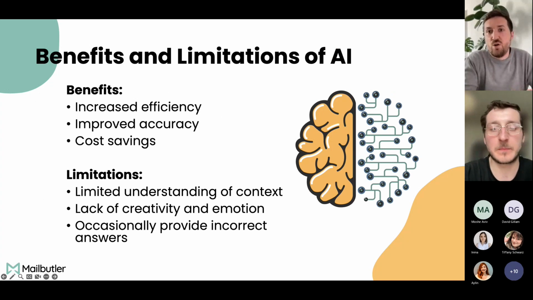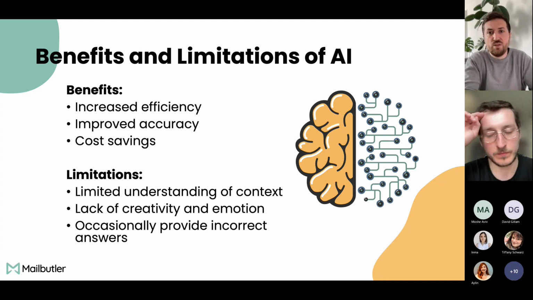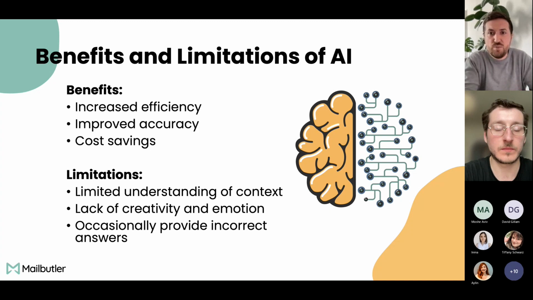Next, let's quickly talk about the benefits and limitations of artificial intelligence. There are many different benefits of AI, and it would take me very long to mention all of them. And there will be even many more benefits in the near future, because at the moment the development of AI is so fast. But in general, you can say that AI is increasing your efficiency by saving a lot of time, improving accuracy, and saving you costs by automating processes.